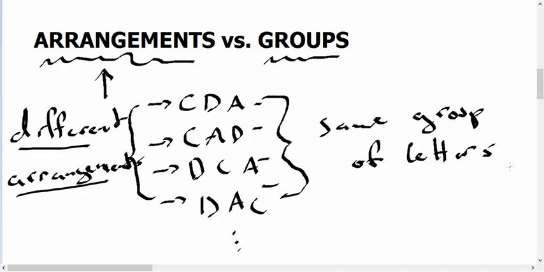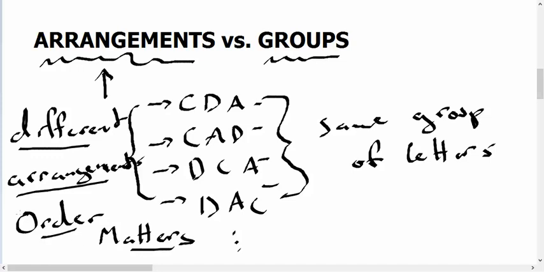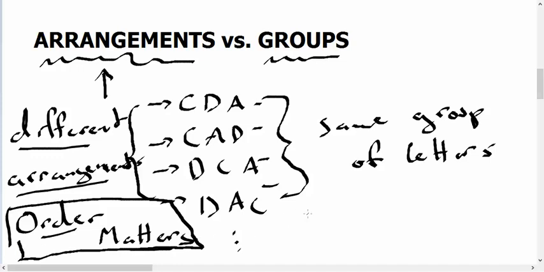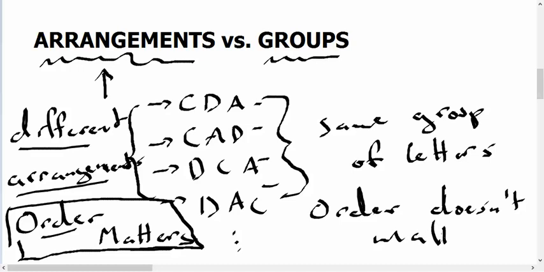So when we're dealing with things and we're looking for arrangements, what that really means is that the order in which the elements come, in this case letters, matters. The order matters. This is the big deal of arrangements. When we're talking about groups, well, the order doesn't matter. We don't care about the order in which they come. We just care about which elements we have in front of us.